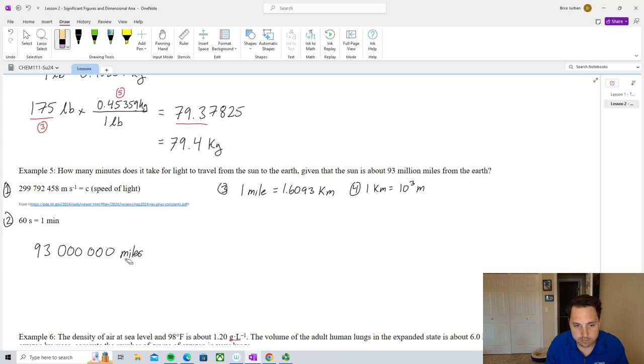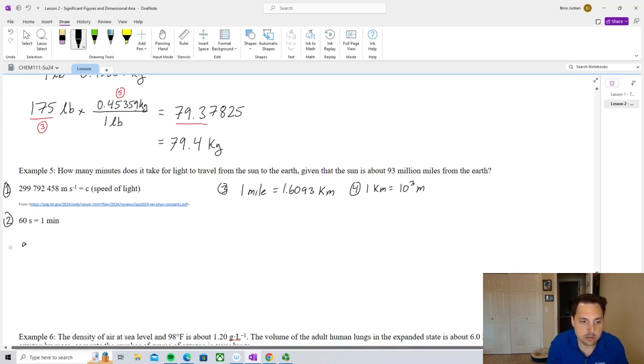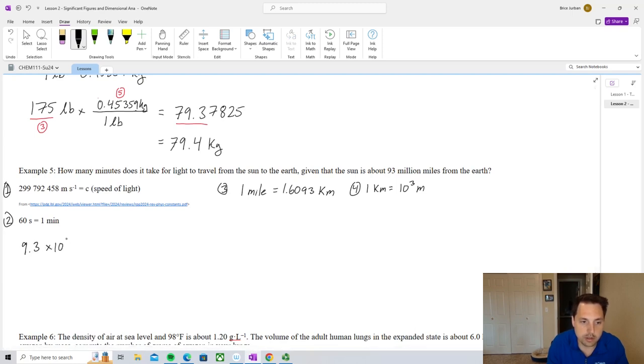Now I'm going to rewrite 93 million miles in terms of scientific notation. So we'll do 93 million miles. A million is 10 to the 6th, but this one would be 10 to the 7th. And what we're going to need to do is figure out what order we want to use these conversion factors in. All right, so we need to make use of all 4 of them. And then what we're wanting to do is get our answer in terms of minutes.